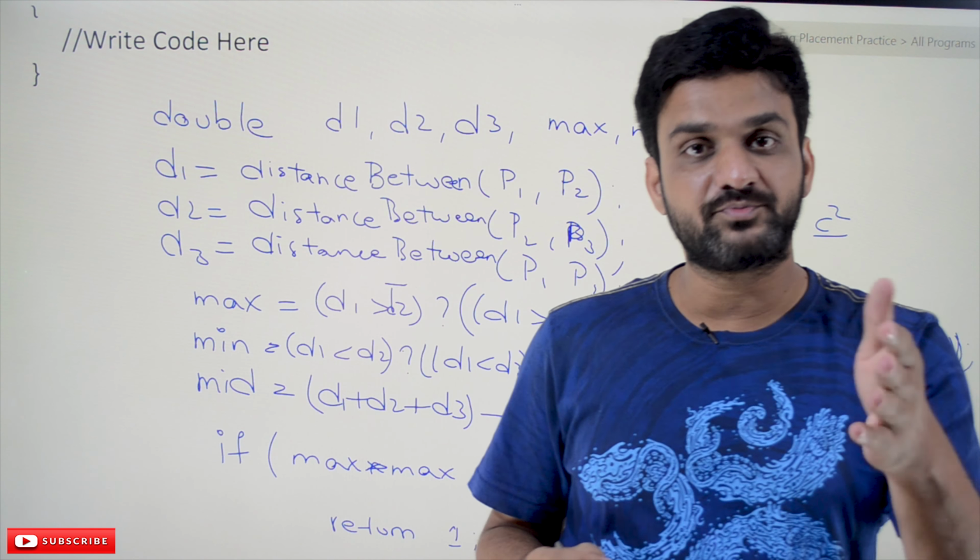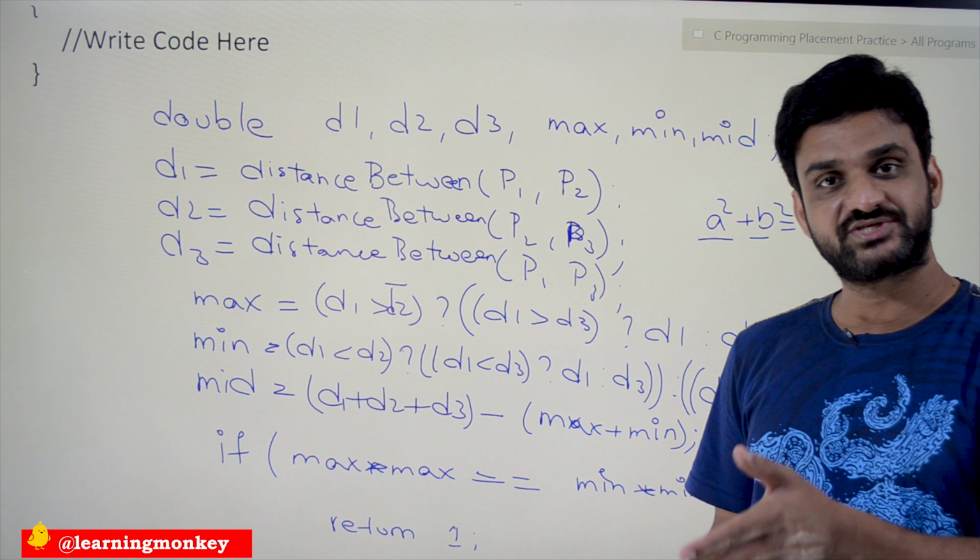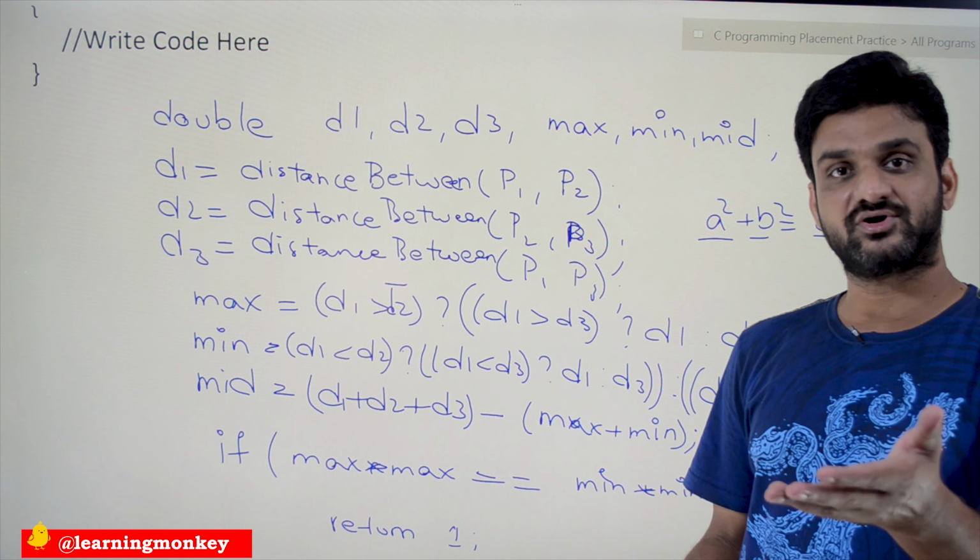The Pythagoras theorem states that the square of the maximum length should be equal to the sum of the squares of the remaining two sides. So we have found the max, min and mid value and we check the condition: if max square is equal to min square plus mid square, c square is equal to a square plus b square, then the given triangle is a right angle triangle and it returns 1, else it returns 0. This is how we can solve the is right angle triangle or not problem. Hope you got clarity on this concept.